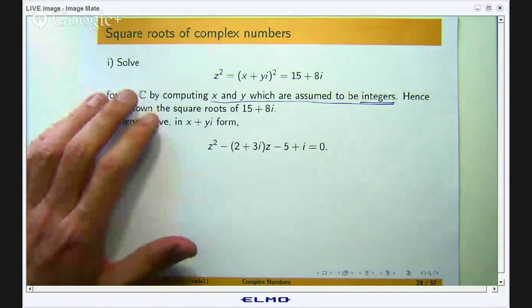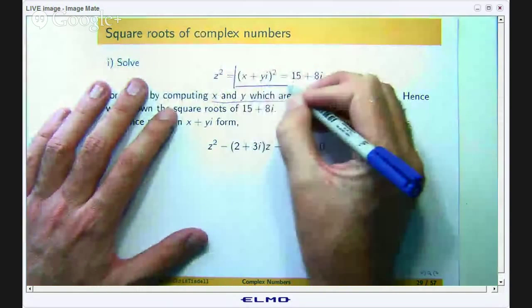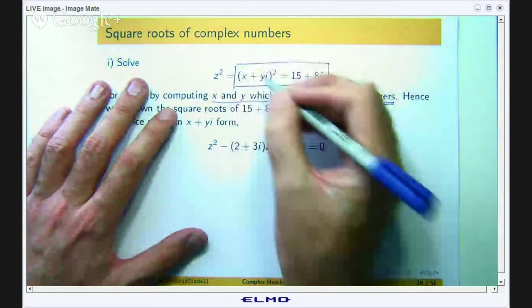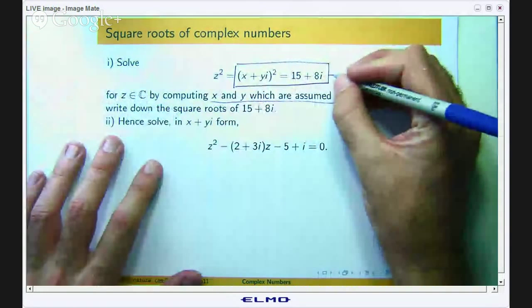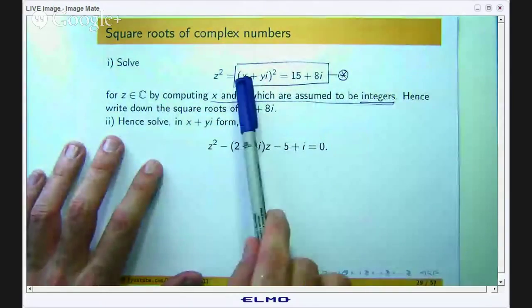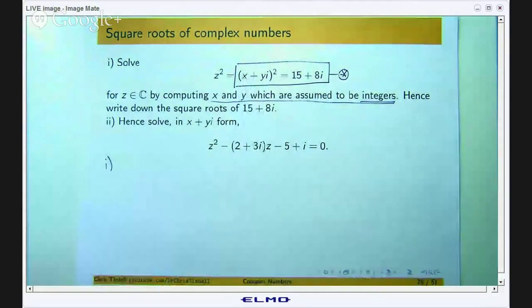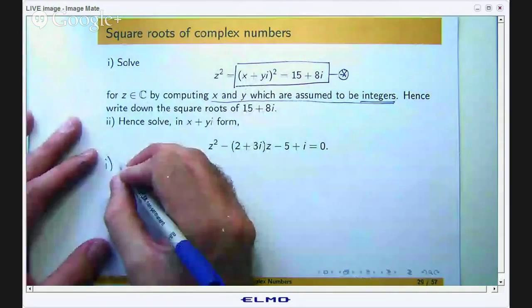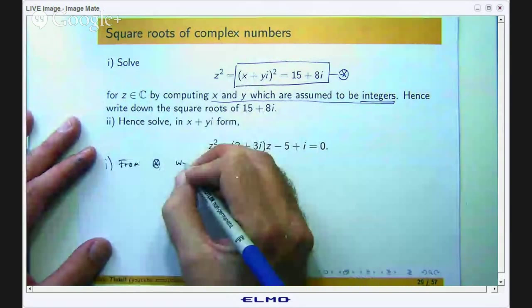Okay, so let's forget about the z and let's compute x and y. Once we know x and y, we have z. So how do we do it? Well, for part one, what we're going to do is expand this bracket and then equate the real and the imaginary parts. So let's expand the brackets.